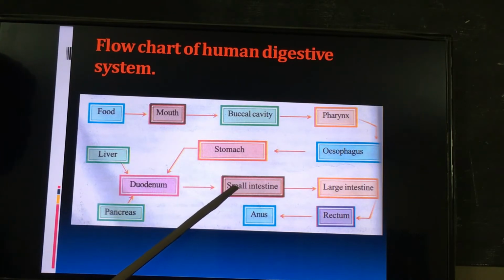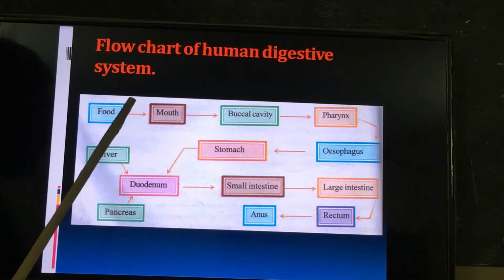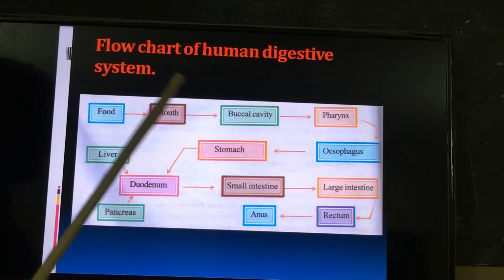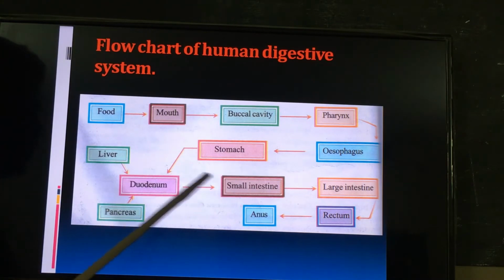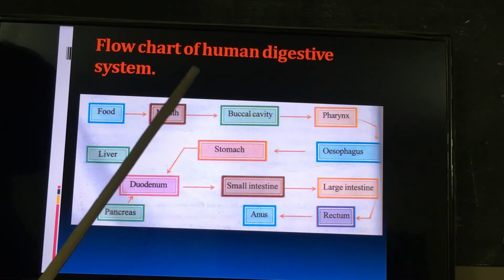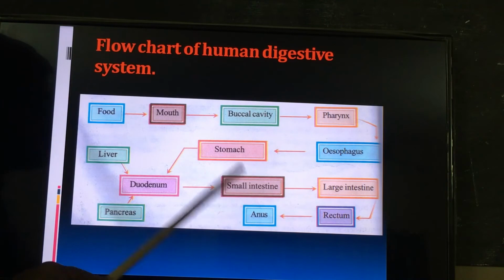The duodenum opens into the small intestine. Keep it in mind, the first part of the small intestine is the duodenum, the middle part is the jejunum and the last part is the ileum. A juice is released from the small intestine, known as intestinal juice. Already we learned about digestion in the small intestine.